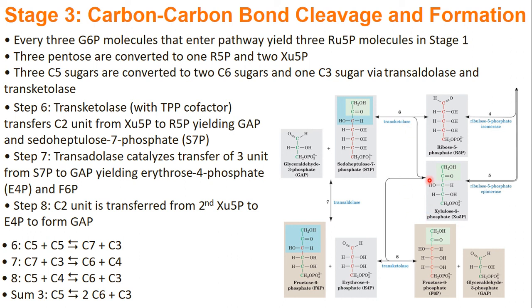I know that was a lot of names and a lot of carbons, but here's the overall math. Step 6. A carbon 5 plus a carbon 5 molecule combine to make a carbon 7 and carbon 3 molecule. Step 7. This carbon 7 and carbon 3 molecule get rearranged to make a carbon 6 and a carbon 4. This carbon 6 is done. We don't need it anymore. It's a product. It's gone away. We take our carbon 4 and we combine it with a carbon 5 again to make a carbon 6 and a carbon 3. So overall, 3 carbon 5s will make 2 carbon 6s and 1 carbon 3. That's the pentose phosphate pathway.